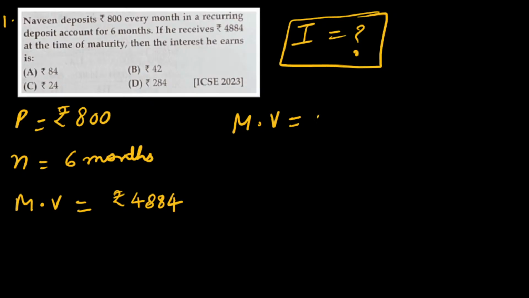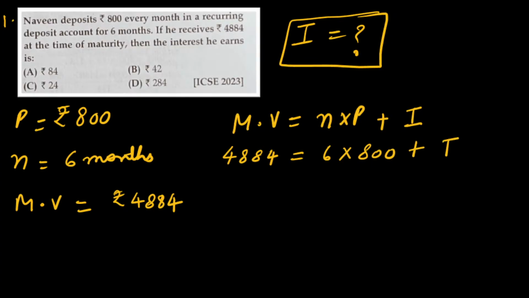The maturity value formula I told you is N into P plus I. In this formula also we can make use of interest. So maturity value equals N into P plus I, because MV is given to us. I am going to substitute the maturity value, 4884, equals N, which is given as 6, and P is 800. So 6 into 800 plus I.